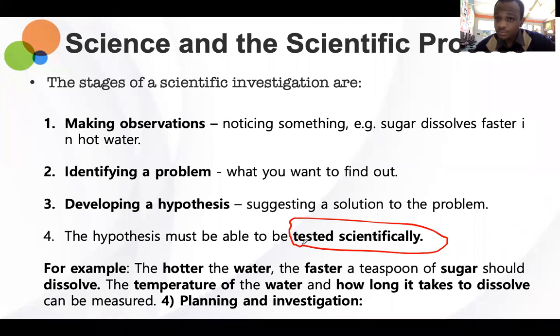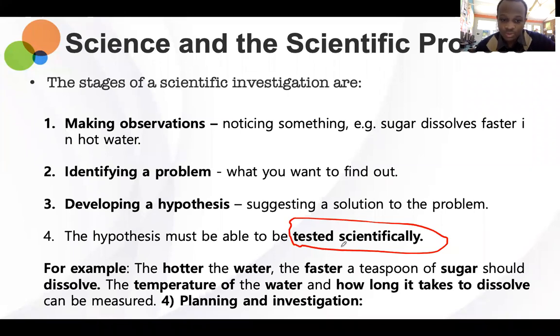So, for example, we get a glass of cold water, and we get a glass of hot water, right? And then we use a stopwatch, for example, and we mix both of them, right? And then we realize that the hot water takes a faster time, right? So it should be able to be testable. This is very important. And I think you want to make a note of this, right?